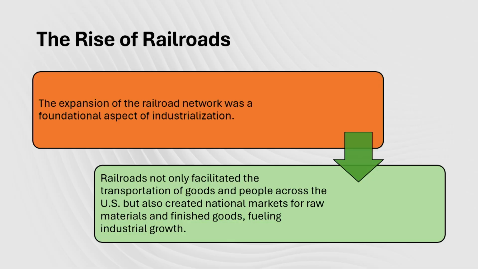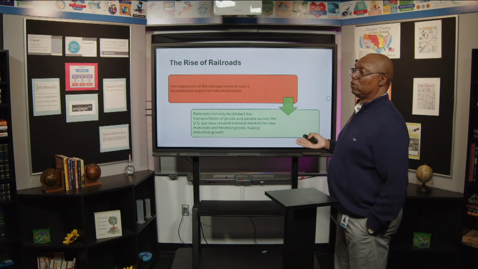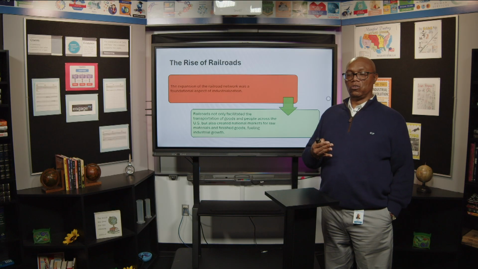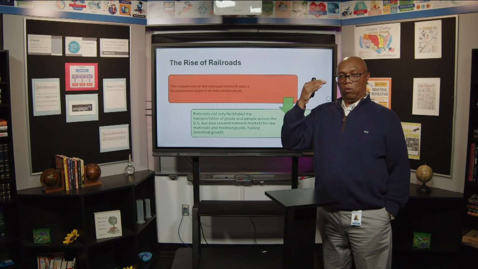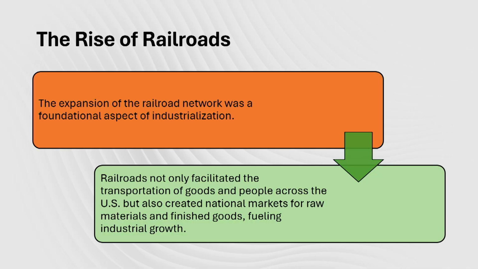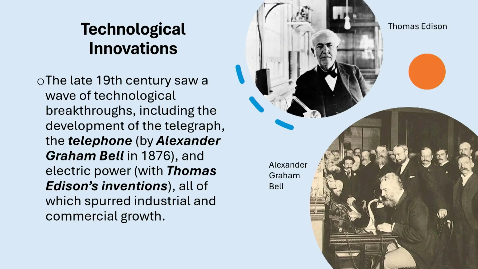All right, the rise of railroads. And we told you the rise of railroads had a whole lot to do with expansion. It also has a lot to do with industrialization because the railroads are what is used to facilitate the movement of products to markets. The expansion of the railroad network was a foundational aspect of industrialization. Railroads not only facilitated transportation of goods and people across the U.S., but also created national markets for raw materials and finished goods, fueling industrial growth.